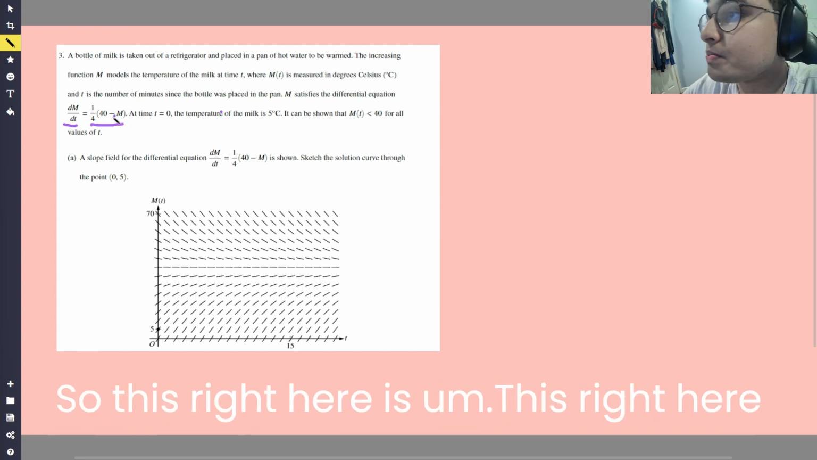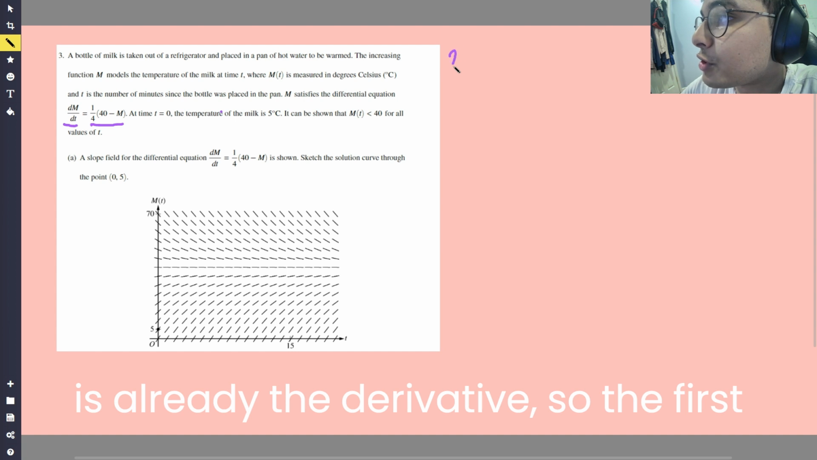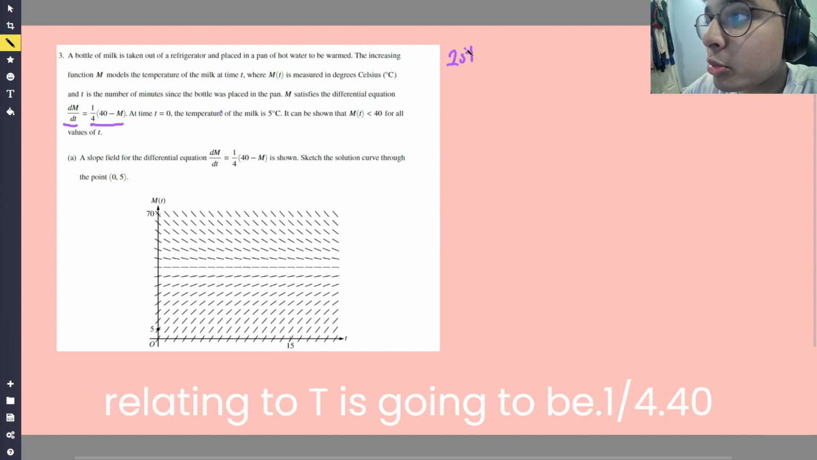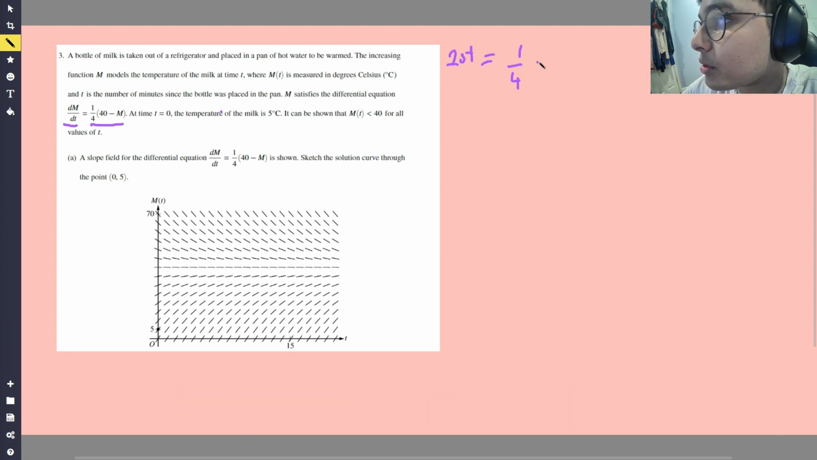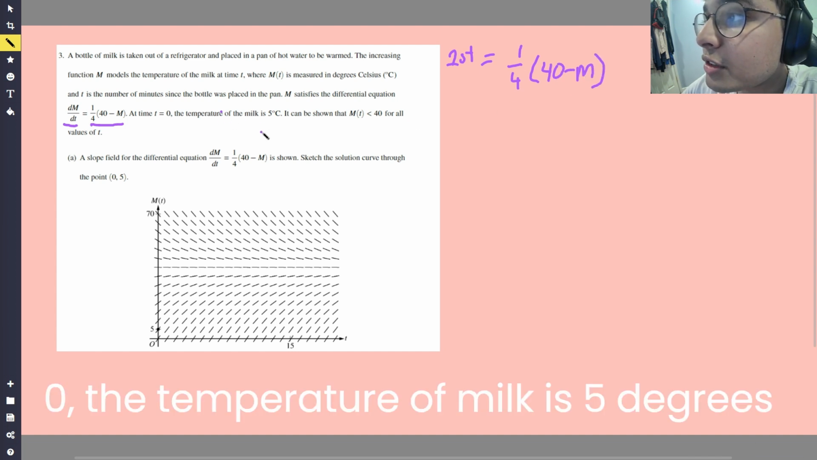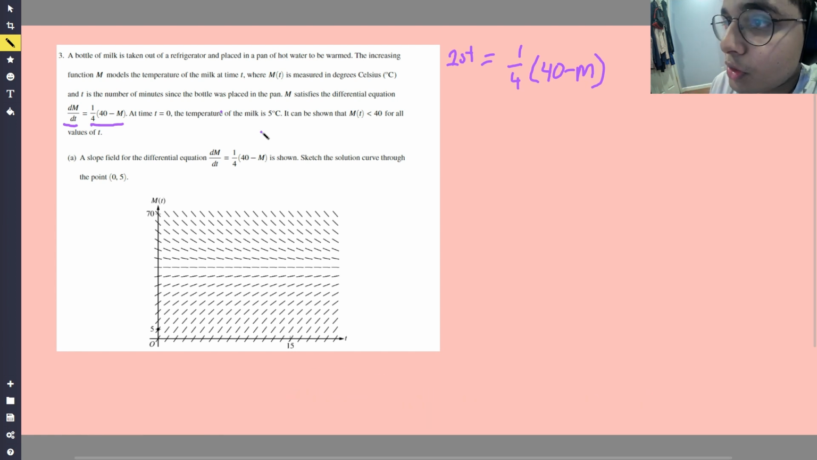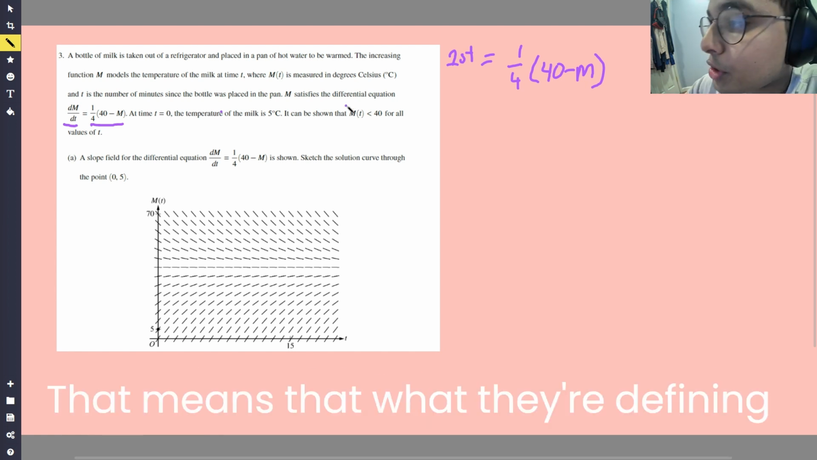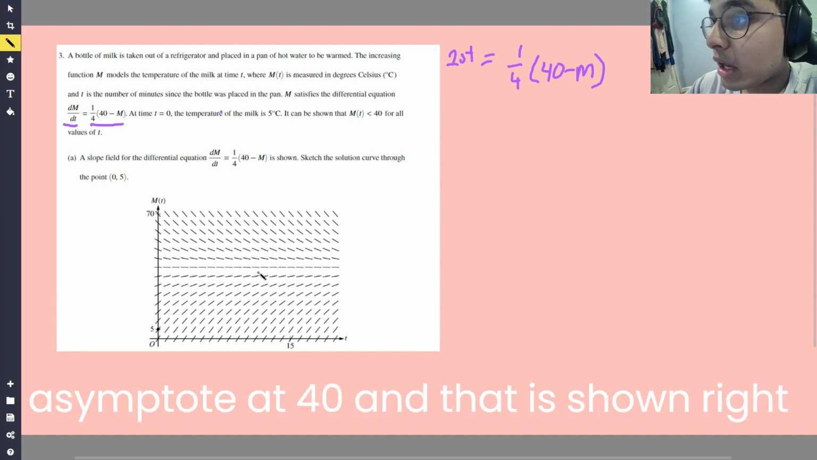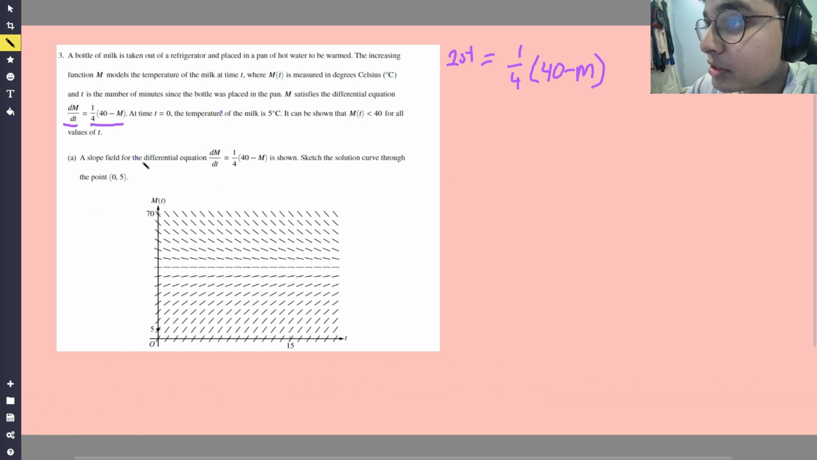So this right here is already the derivative. So the first derivative of the actual equation of m relating to t is going to be 1/4 (40 minus m). At time t is equal to 0, the temperature of milk is 5 degrees Celsius. It can be shown that m of t is less than 40 for all values of t. Okay. That means that what they're defining here is that there's going to be an asymptote at 40, and that is shown right here. A slope field, this is the given slope field.